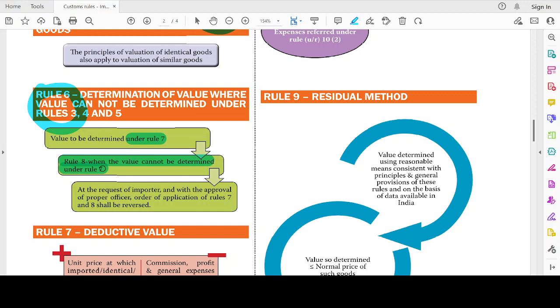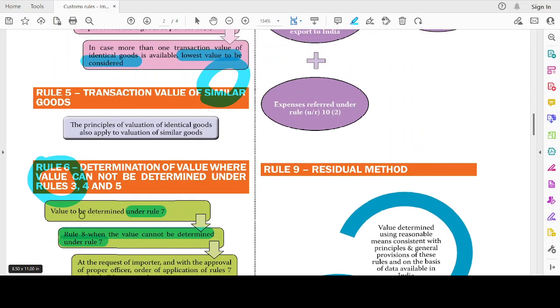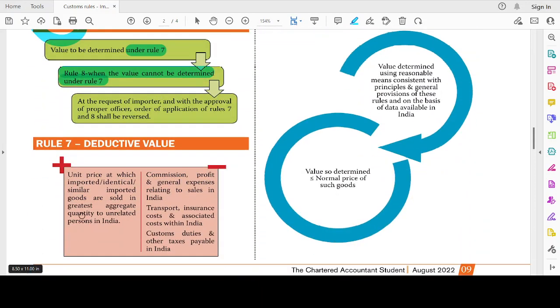Okay, then the rule states that you can determine the value as per Rule 7. And if you are not able to determine the value as per Rule 7, then move on to Rule 8. So you are given a right to request; based on the importer's request, the proper officer has the power to allow to apply Rule 8 before Rule 7. Okay, Rule 8 is about computed value and Rule 7 is about deductive value.